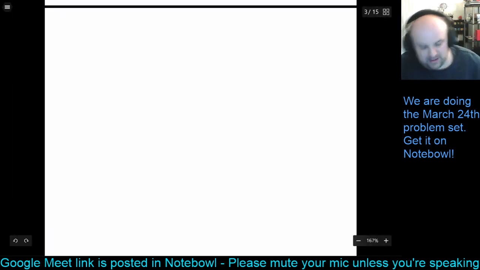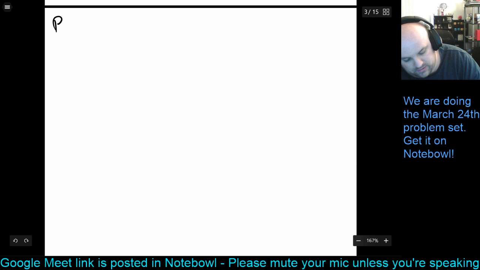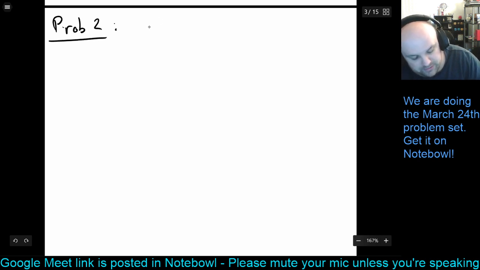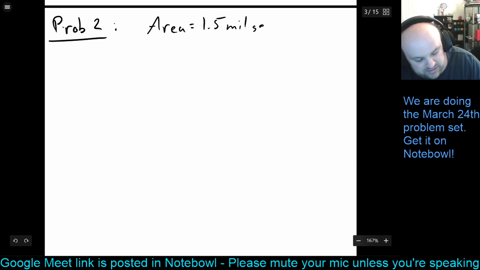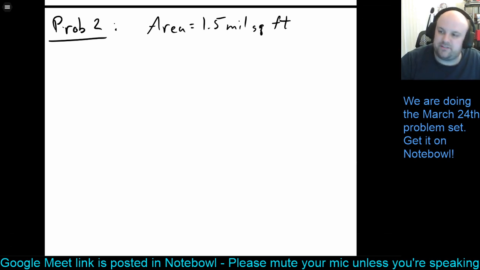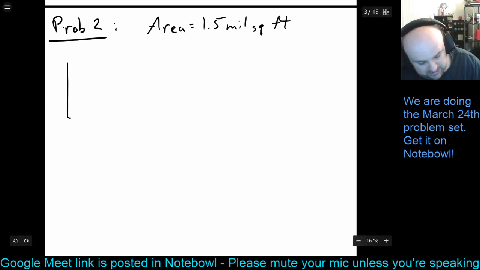So let me call this problem 2. So we know that, let me just write this down, area is 1.5 million square feet. Right, just to make a note of that. And what is the shape that's being talked about here? So we want to fence in a rectangular field. So we're looking at something like this.